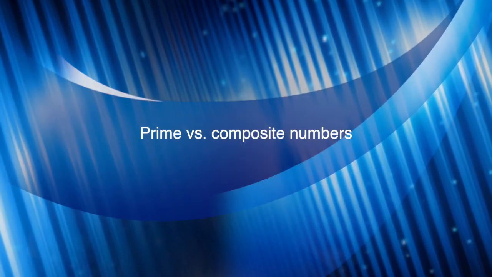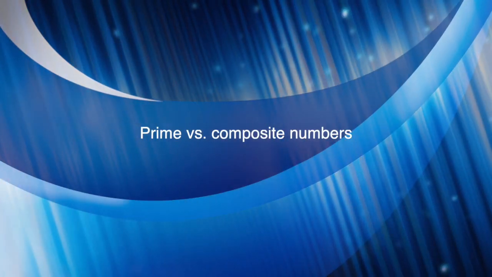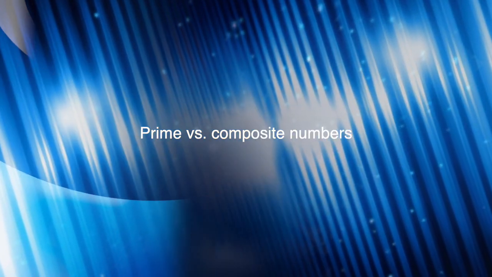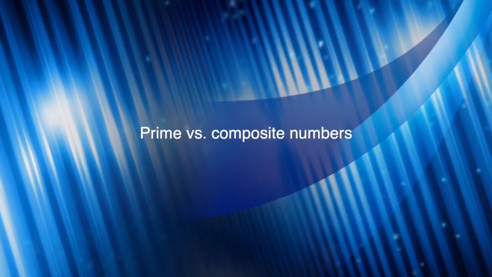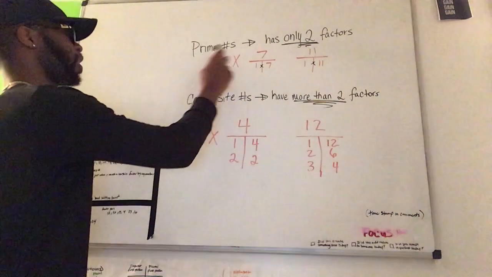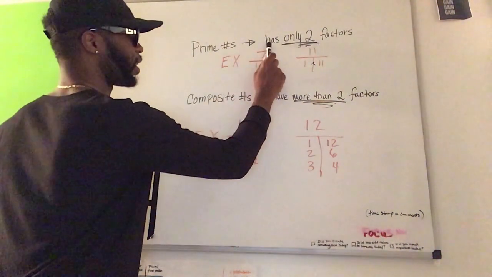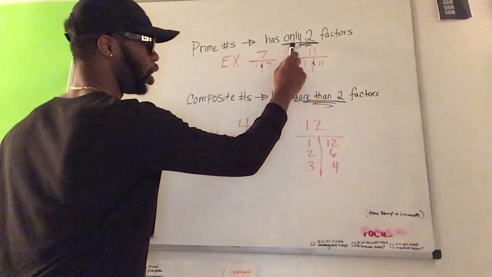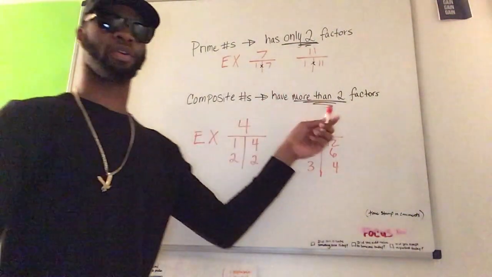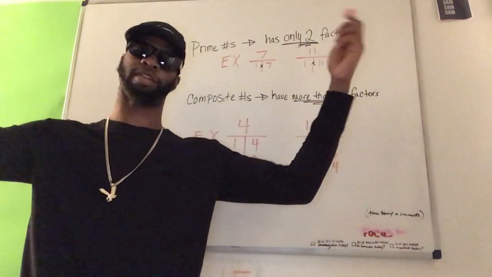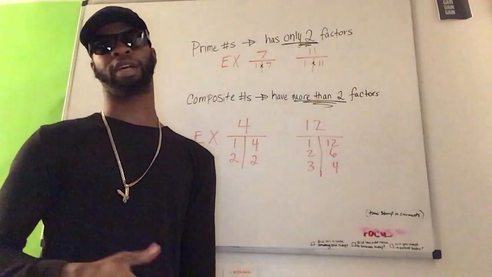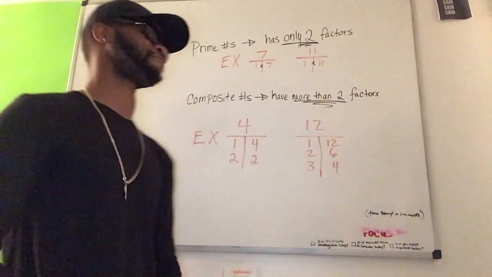Alright, so we're going to go over prime numbers and composite numbers. We're going to learn the difference between prime numbers and composite numbers. So the difference is here, as seen on this board. Prime numbers are defined by having only two factors. Composite numbers have more than two factors. That's the difference.